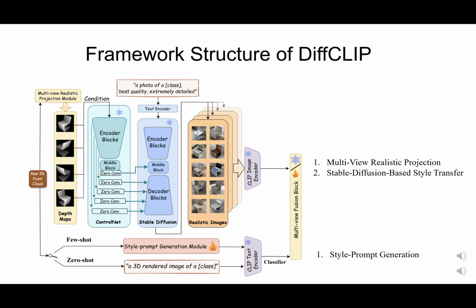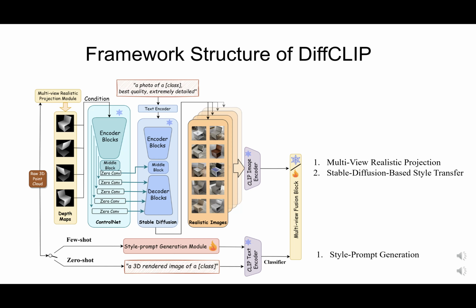The second stage of the visual branch is Stable Diffusion-based style transfer. To better use Stable Diffusion in our task-specific domain, where the input is depth maps, we use ControlNet, a robust neural network training method, to avoid overfitting and to preserve generalization ability when large models are trained for specific problems.